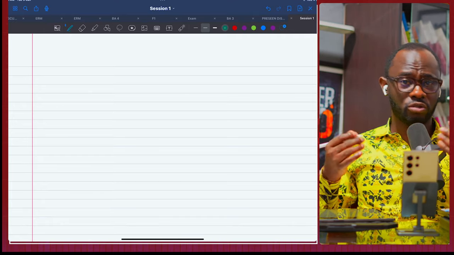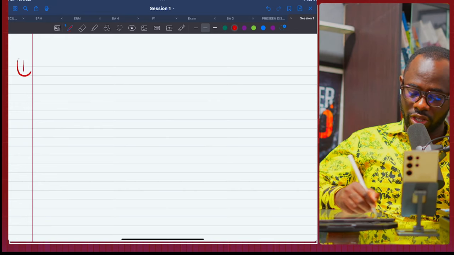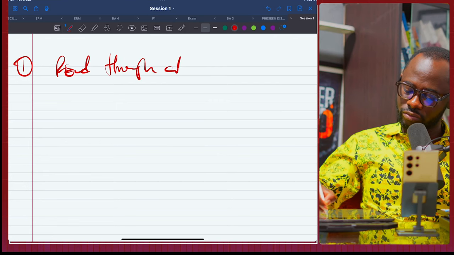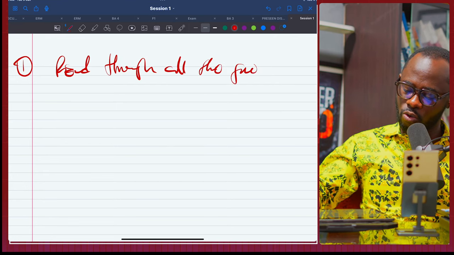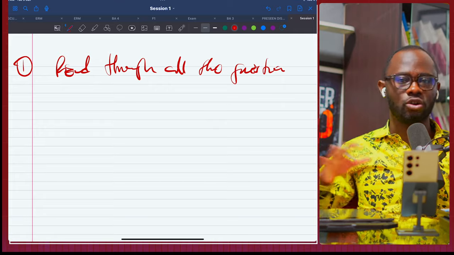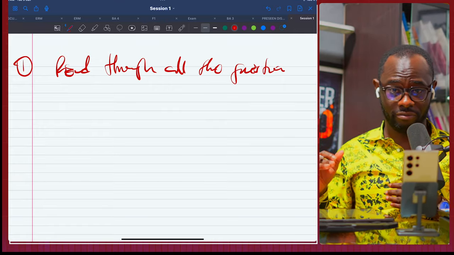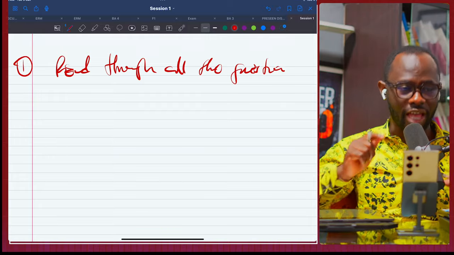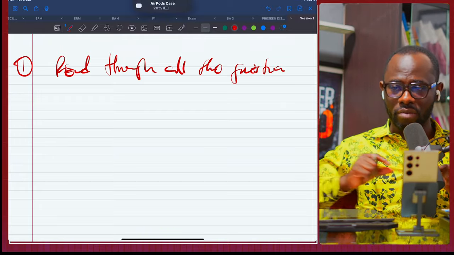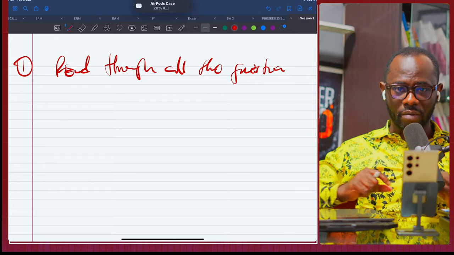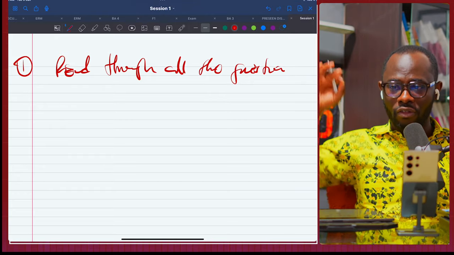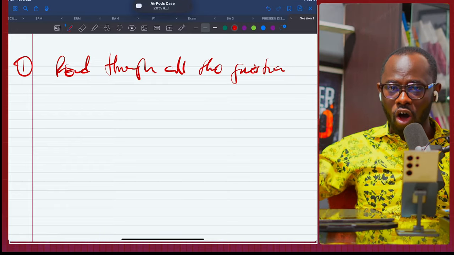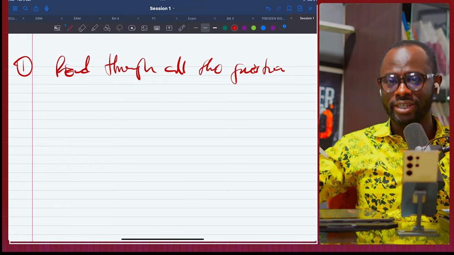As you go into the exam hall tomorrow, this is my recommendation. Number one, read through all the questions. Listen to me carefully. Read through all the questions. Now you know where each topic is going to be, but read through everything. So in the 15-minute reading time, you are looking at the requirements. Read all the requirements. Read all the questions.